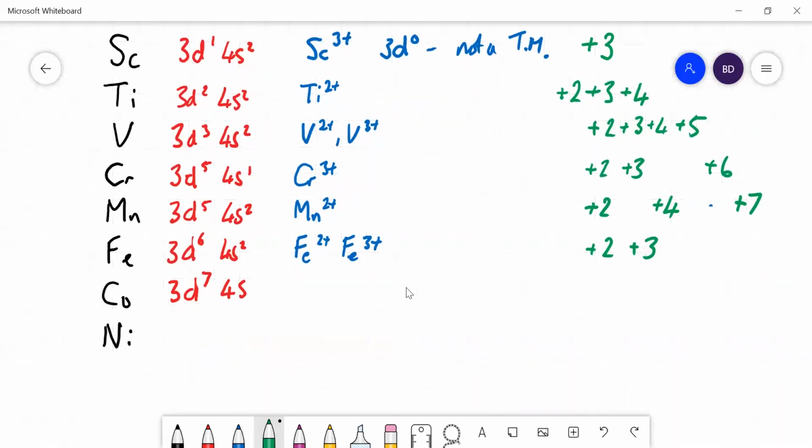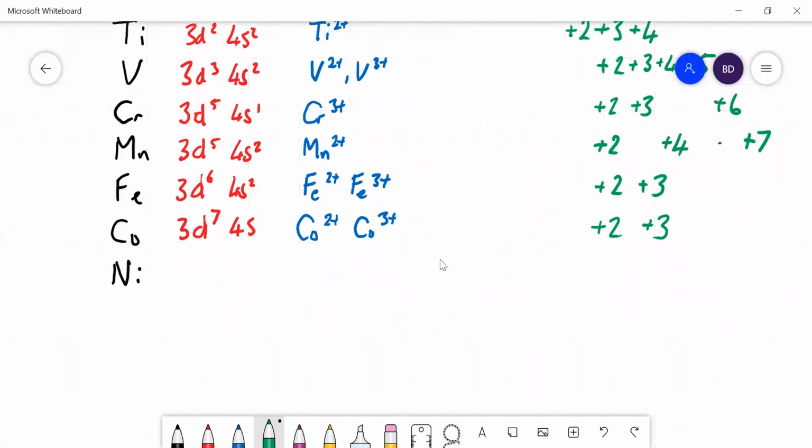Cobalt. Cobalt again is like iron. It forms the 2+ ion and also the 3+ ion, less commonly. So +2 and +3. I think it can also have a +5 oxidation state. It's pretty rare. We don't really need to know about it. Nickel, we don't do much about that. I'll just fill in copper. Nickel will be 3d8 4s2. Nickel, we don't really need to know, but it does form the Ni2+ ion quite a lot. +2 oxidation state, most common. It can have other oxidation states as well.